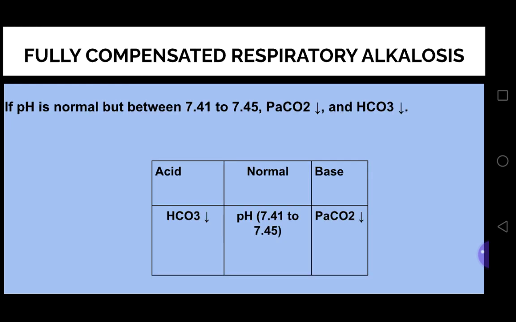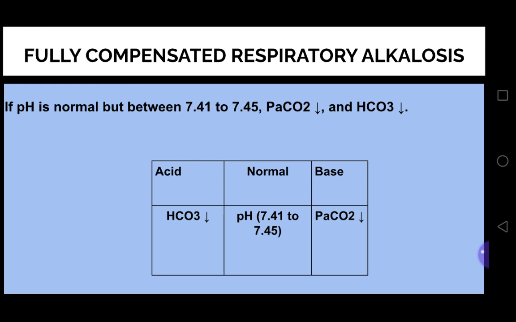Now coming to fully compensated respiratory alkalosis. In this slide, you can see that now pH has returned to normal, but still it is towards the alkalosis side of the spectrum, that is between 7.41 to 7.45. So if pH is normal but between 7.41 to 7.45, PaCO2 is below normal range and bicarbonate concentration has gone down, then this is fully compensated respiratory alkalosis. I hope you are following my point.